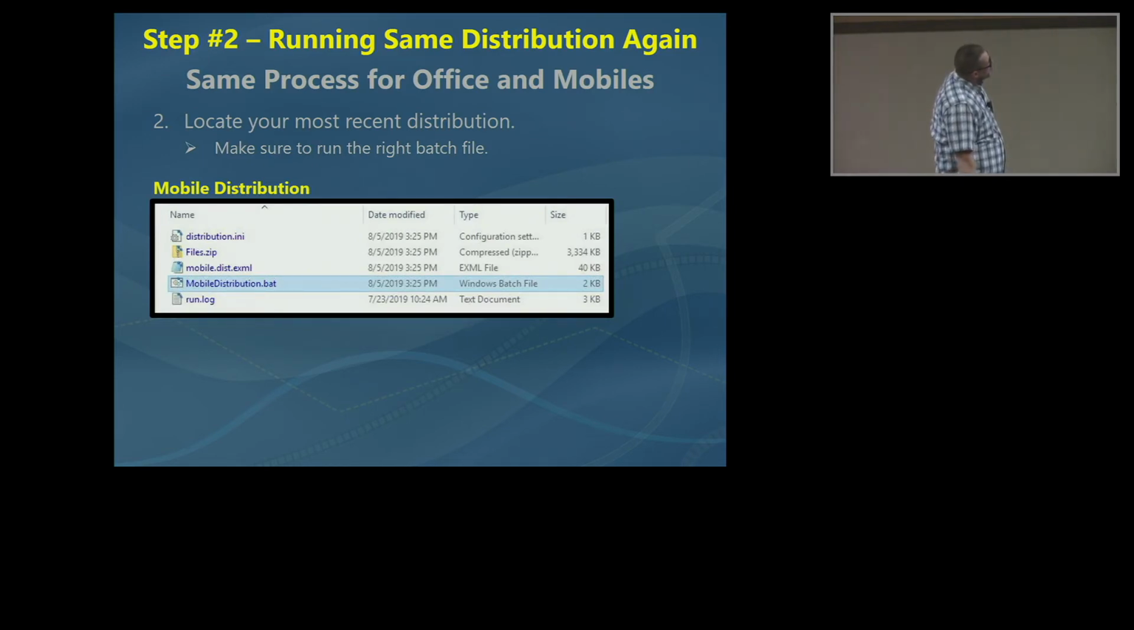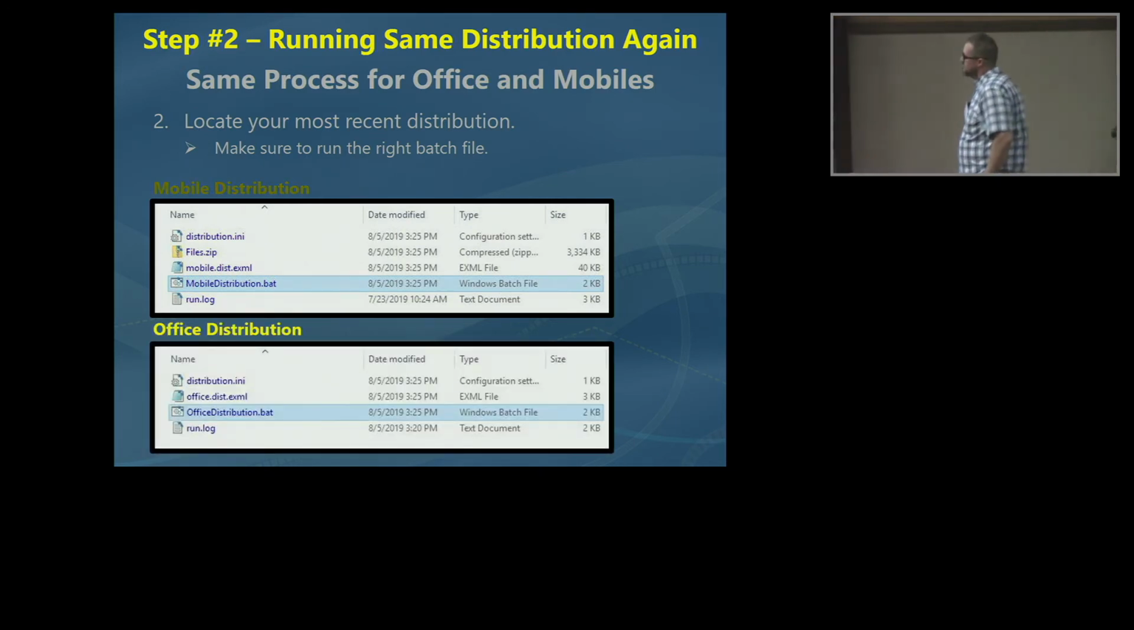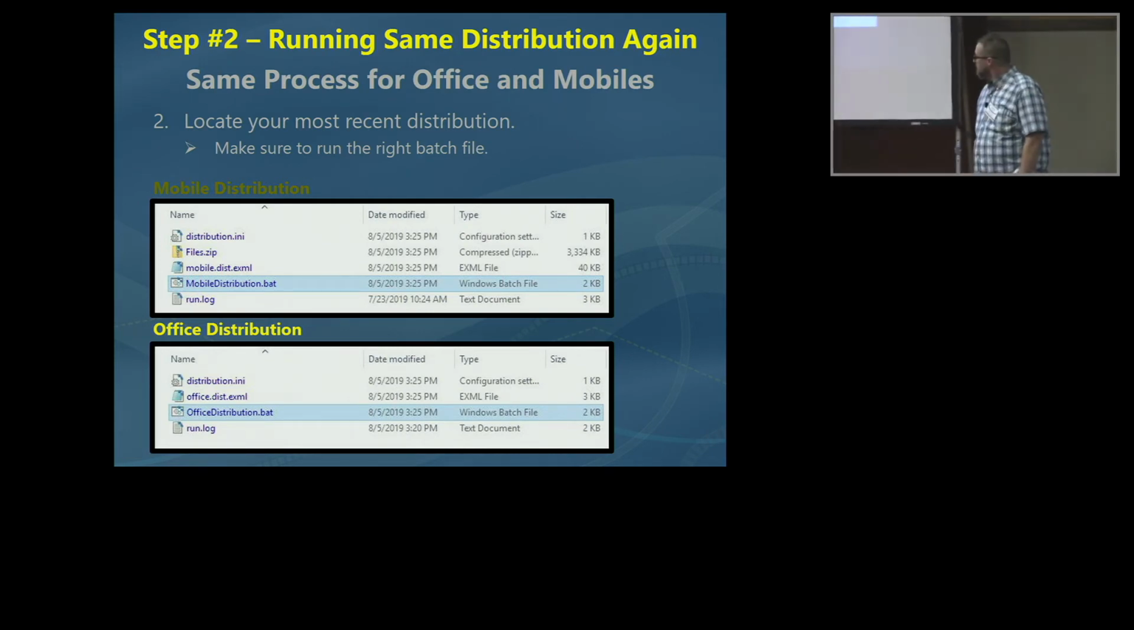And you'll see there, that's a mobile distribution. If you want to run a mobile distribution again, that's the file you run. It's a batch file. It's the only one that'll do anything in there. You find that location, you double click on that guy, and that will manually run the distribution again. Office is the same type of procedure. It's called Office distribution.batch.